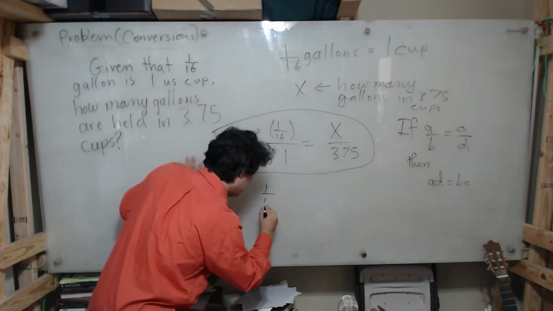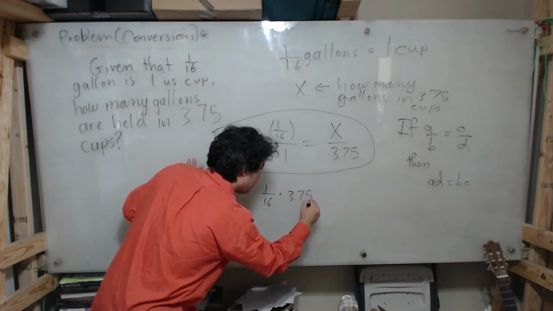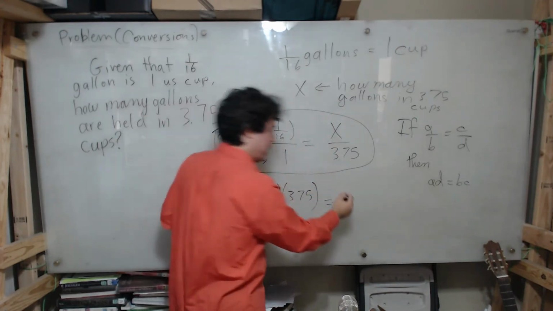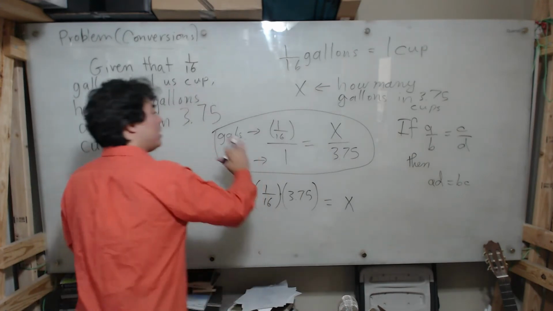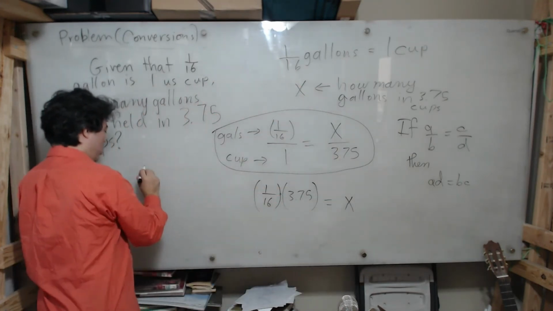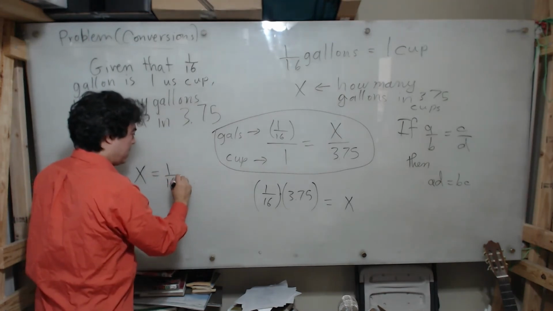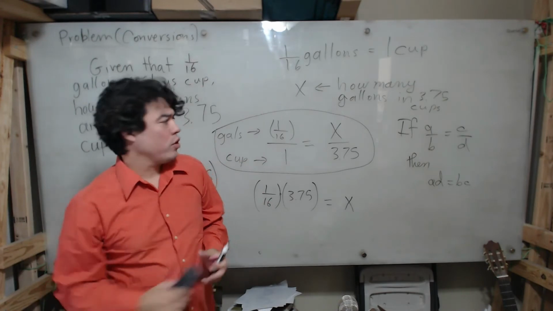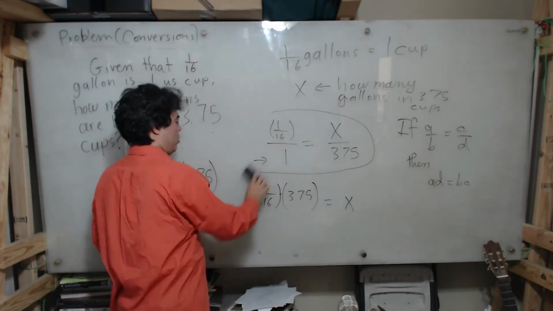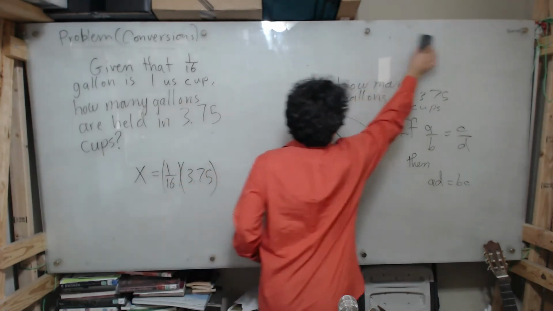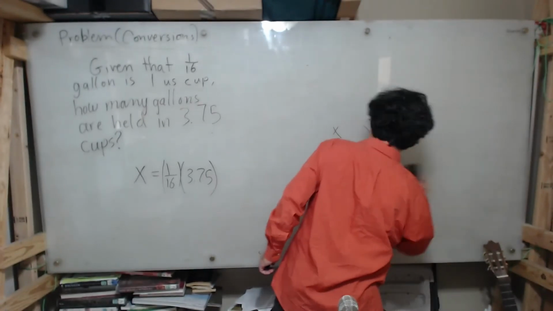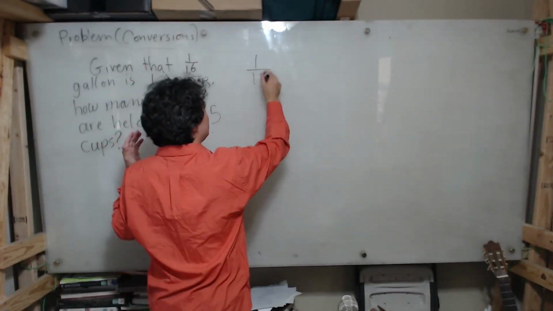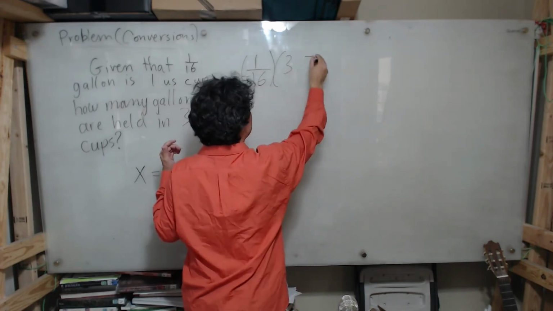AD, so 1 over 16 times 3.75 will equal BC. 1 times X is just X. Now I'm going to bring this over here: X equals 1 over 16 times 3.75. To make it easier for us, I'm going to do that calculation over here. So, 1 over 16 times 3.75.